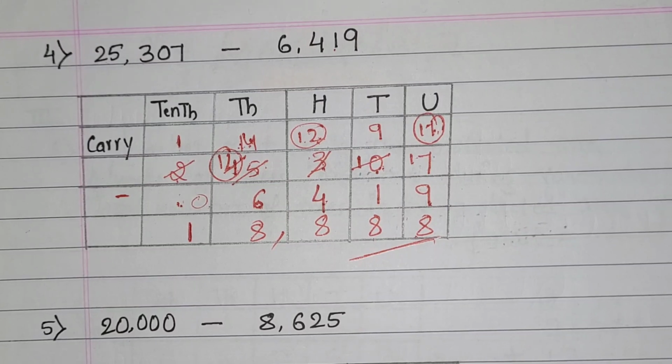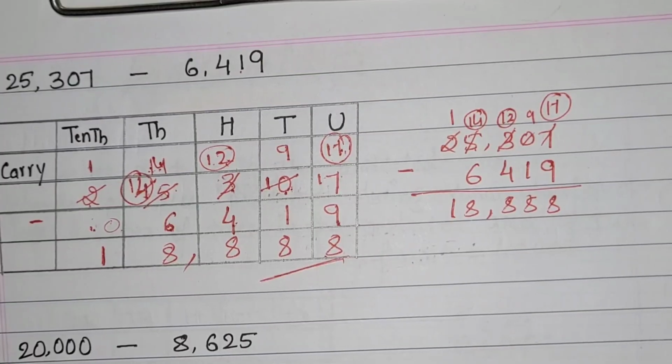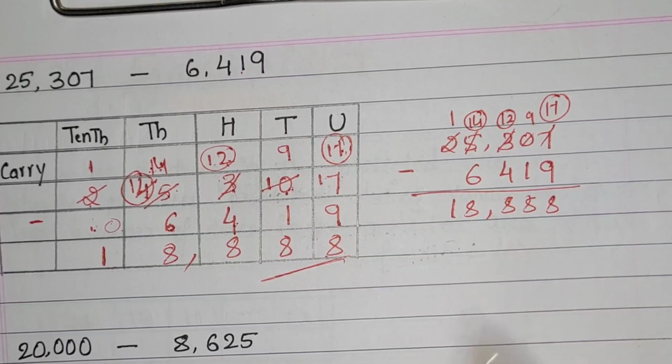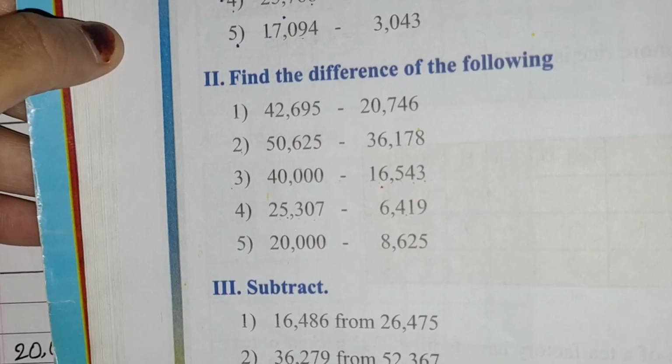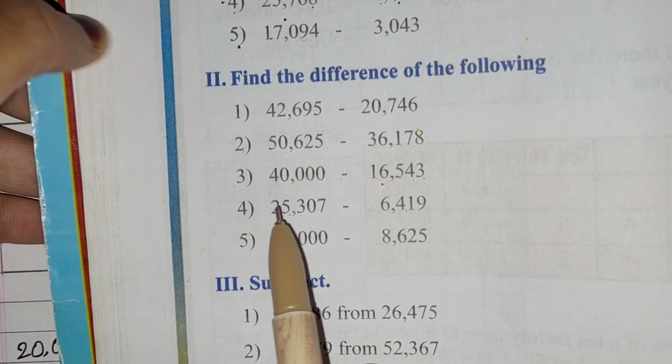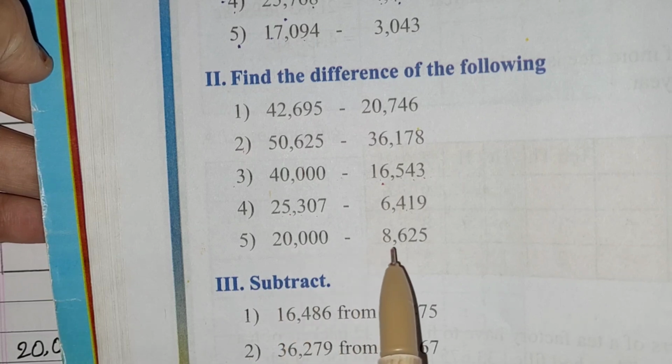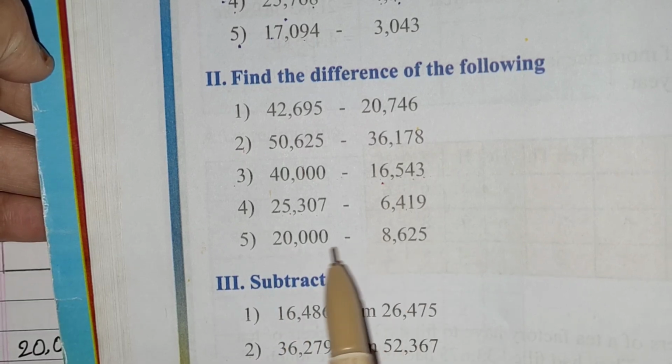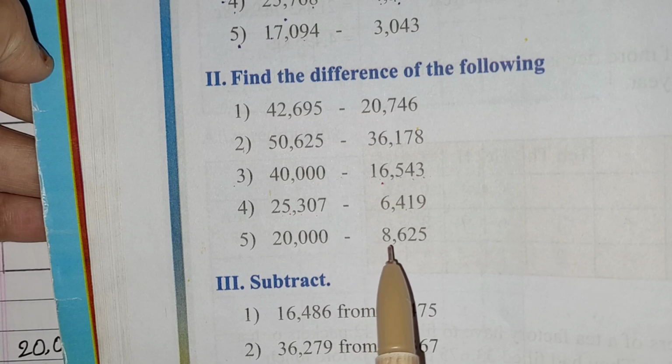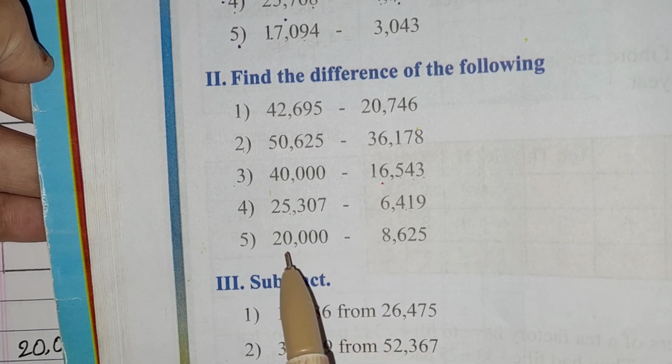Okay, now let's move to the last one. Here I have done it without the place value chart. You can refer to it, children. Okay. Now the fifth and the last one from the second main, that is 20,000 minus 8,625. Again we have a 4-digit and a 5-digit number. You have to subtract the 4-digit number from the 5-digit number, isn't it?